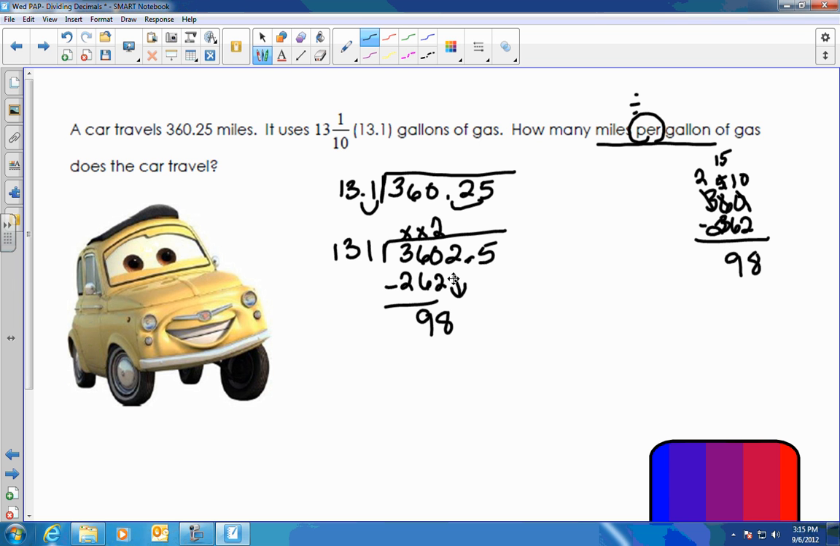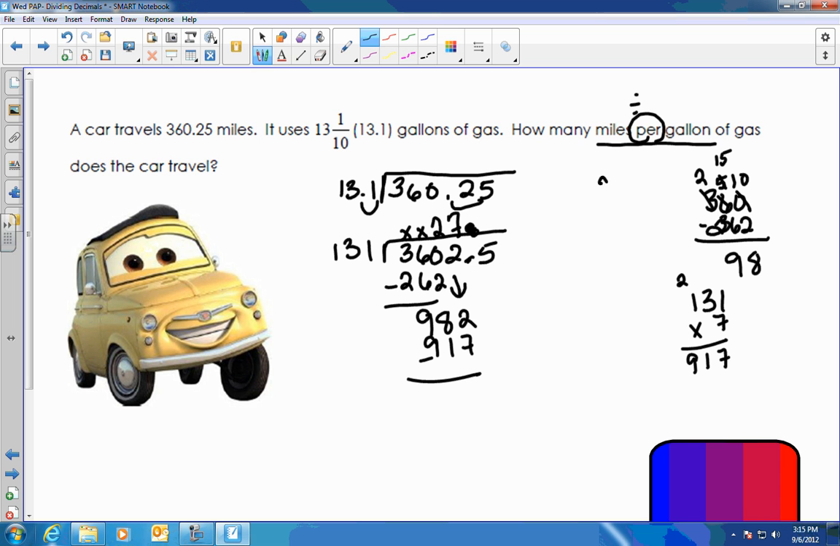And now I'm going to bring down my 2. Oops, look, I almost forgot. Put my decimal up there real big so I don't forget about it. Now, 131 does go into 982. It actually goes in 7 times, I believe. Let's check that out. So 3 times 7 is 21. Carry my 2. And then 1 times 7 is 7, plus the 2 is 9. Yep, 7 times. And that gives me 917.